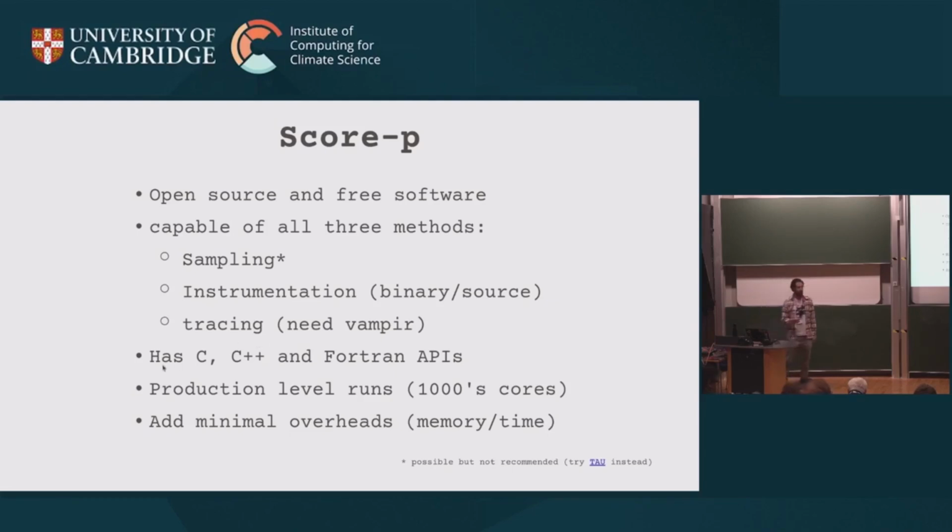It has C, C++, and Fortran APIs. This was really crucial in me switching to it: because it has an API, you can also do custom things in your code. You can use the completely vanilla profiler, but if you want to do something funky, you can program the profiler as well, which can be really handy for certain use cases. It's production level. I ran it on thousands of cores, but it scales up to tens of thousands of cores. It's designed with HPC in mind, and it adds minimal overheads in terms of memory and time. There is always an overhead, but they've worked hard to make it as small as possible.